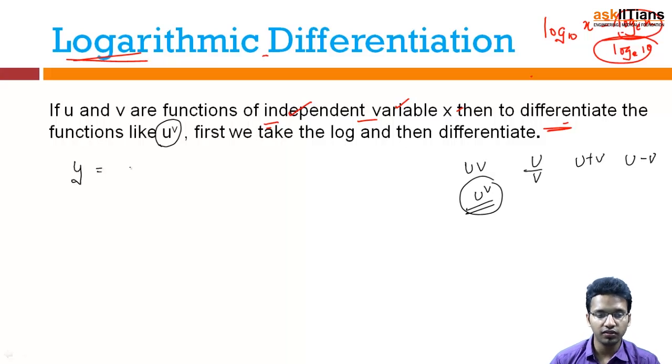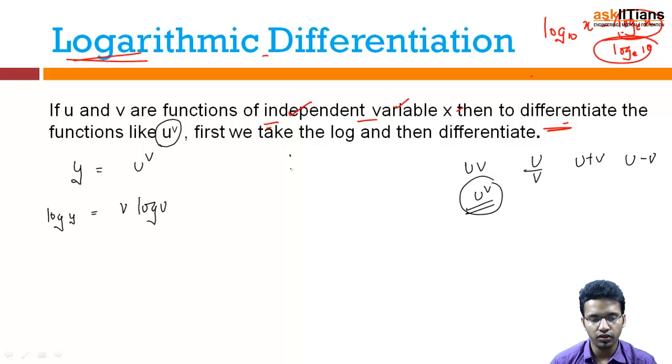So now what do we say? Let y be u raised to power v. Now if I take log, it makes my work very easy. It gives v into log u. The property of log is that log m raised to power n is equal to n log m. This is the property I am using.